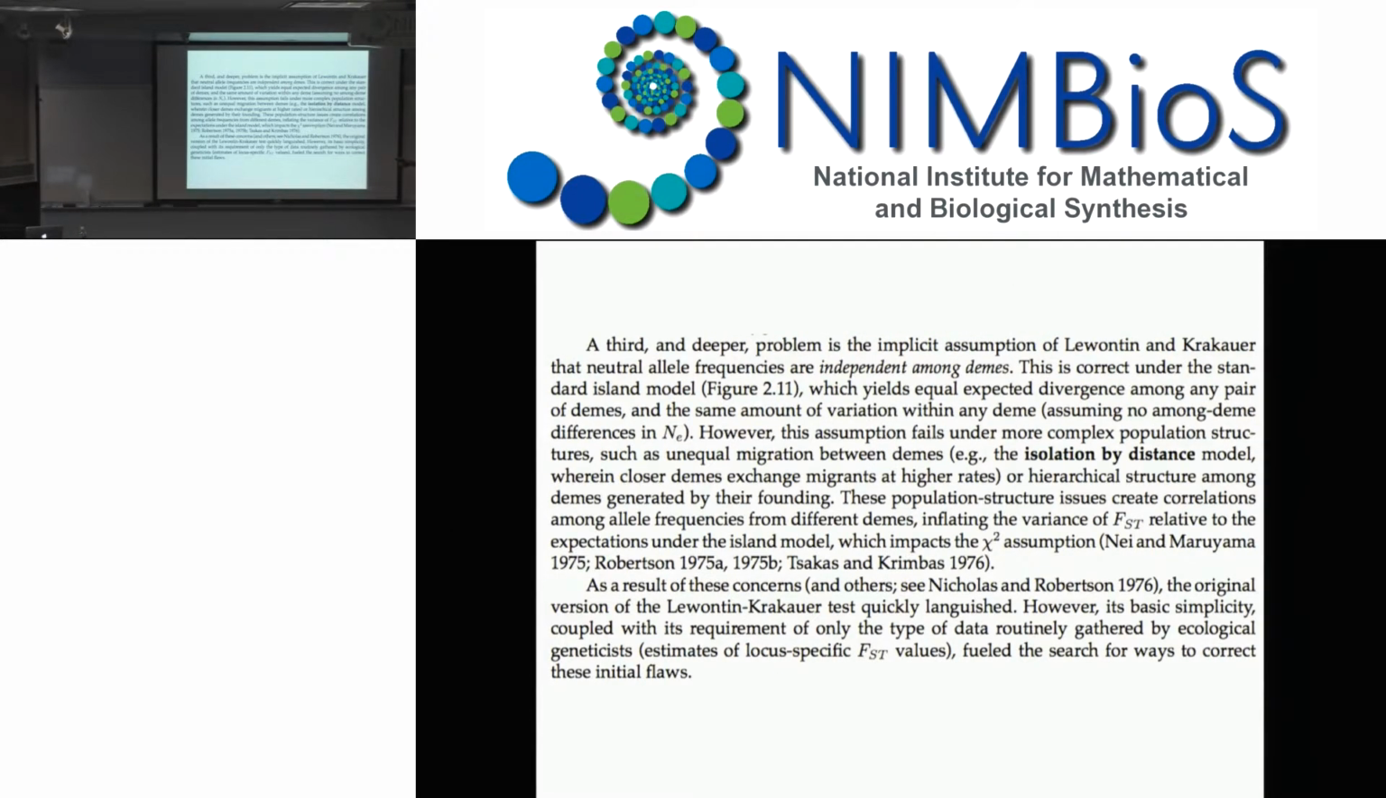But again, the big problem with Lewontin-Krakauer is that they assume that allele frequencies are independent among demes, that is, there's no correlation structure. We've seen lots of examples where you could have correlation structure. Populations on a linear cline, as your populations which are closer have more correlated allele frequencies. So Lewontin-Krakauer fell out of favor because the covariance structure you expect isn't independence among demes, it's something else. And that something else changes your chi-square distribution, alters its degrees of freedom, and no longer makes this test appropriate.